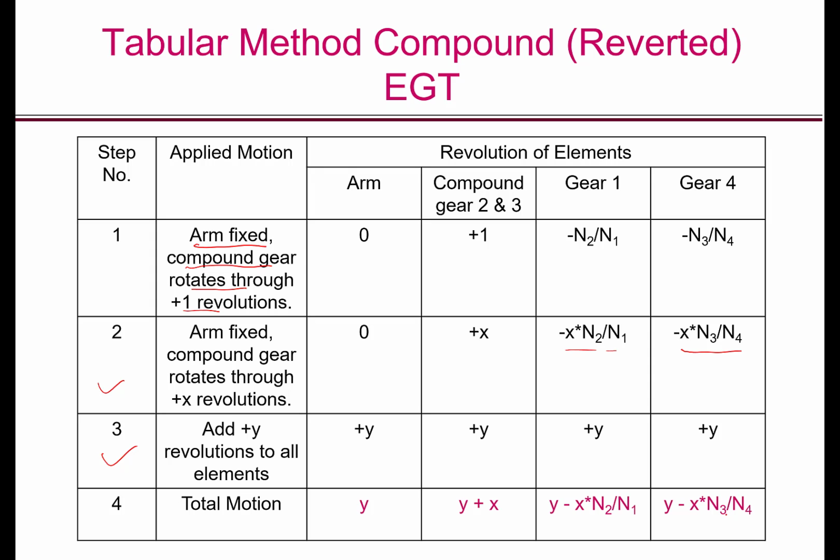Again note that this table is very general. It doesn't depend on the speeds, it doesn't depend on the number of teeth. For the architecture of the reverted gear train that we had in the previous slide, this table always holds. Now we will use this table and look at an example to see how we can analyze the gear train.